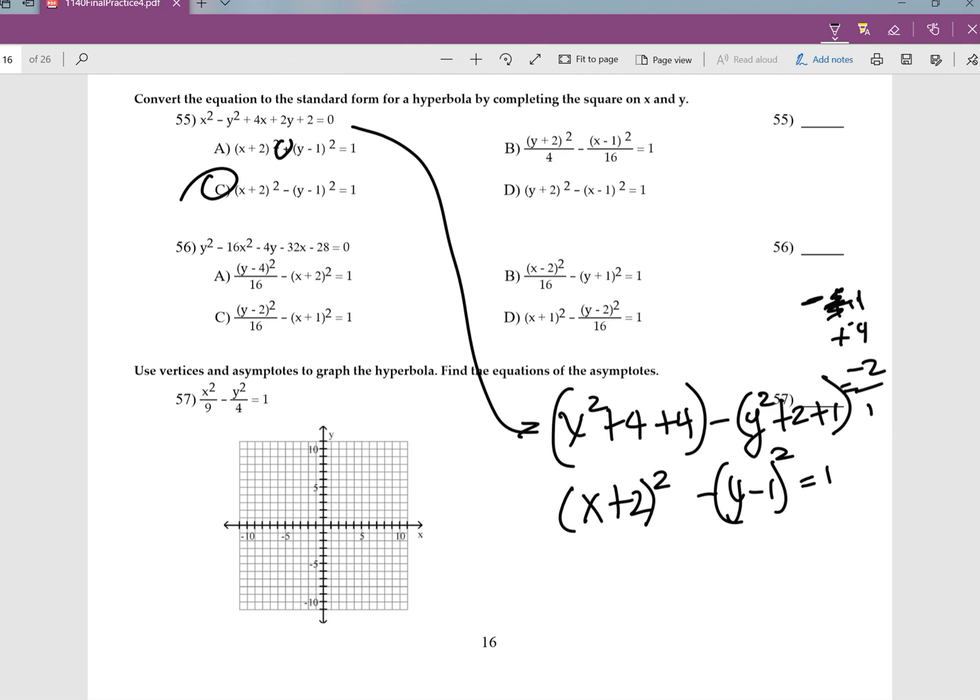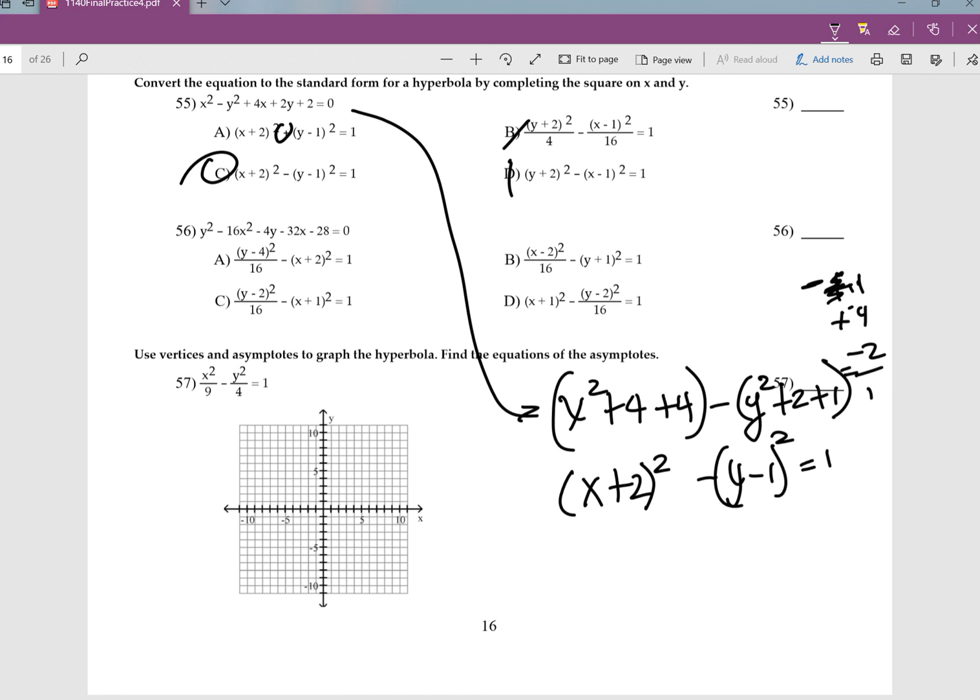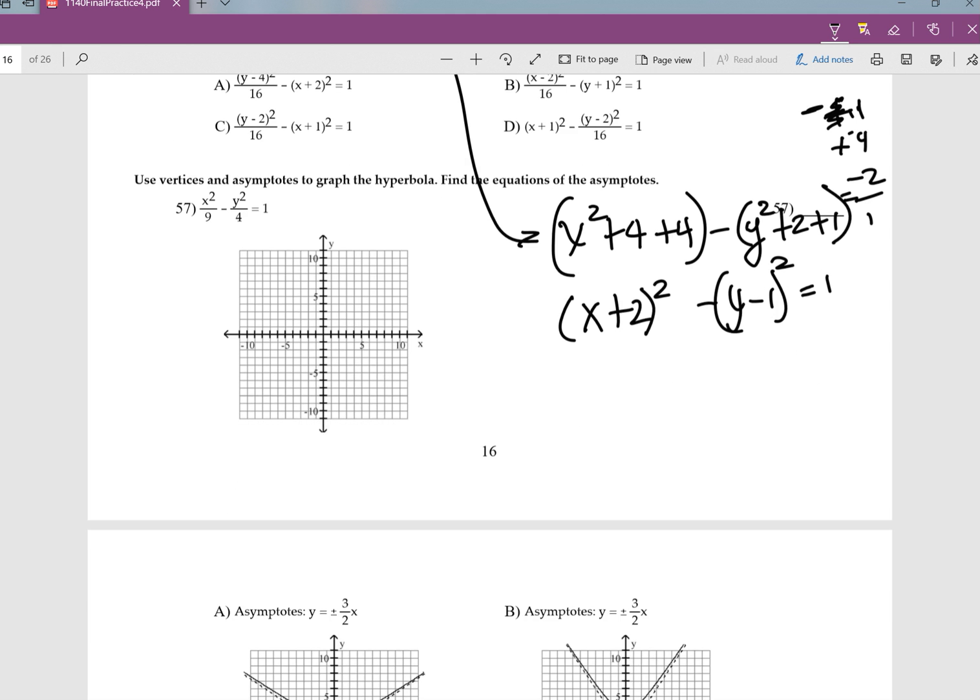Alright, and same thing for this one. Just have the wrong leading term. This is the same as the other question. I'm not going to bother with it. You can look at your answer key and see what the answer is for that.